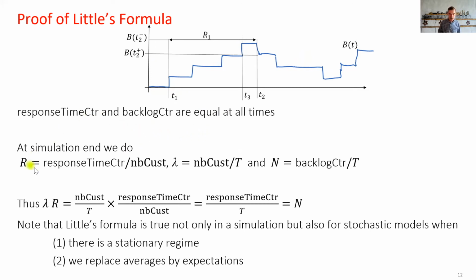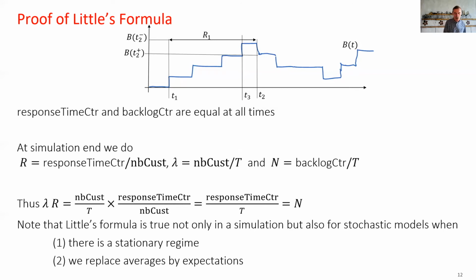And since the response time is obtained by this formula, and the average number of customers by that formula, and lambda, the arrival rate, by the ratio of the number of customers to the time, then by simple algebra, we see that lambda r is exactly equal to n. So that's a take-home message. When is Little's formula true? Well, if you count exactly in the way that I said, the answer is always. It's always true.